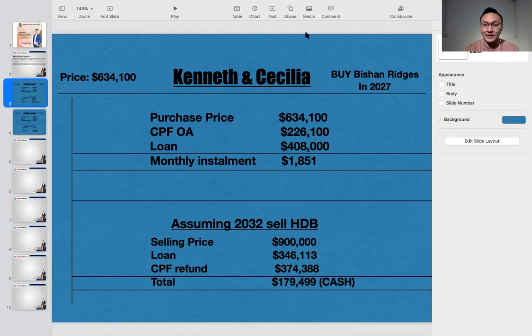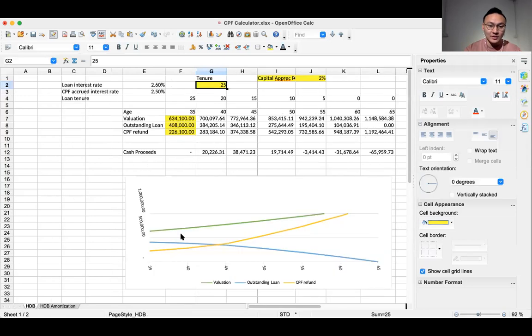So how did I get all these figures? It's because of this calculator that I've come up with. Let me show you. In this calculator, the valuation is the purchase price. Whatever you purchase it for, just key in your numbers, then the outstanding loan of 408K that I calculated just now. And our CPF, when we first bought the property, we will put in a lump sum of 226,000.